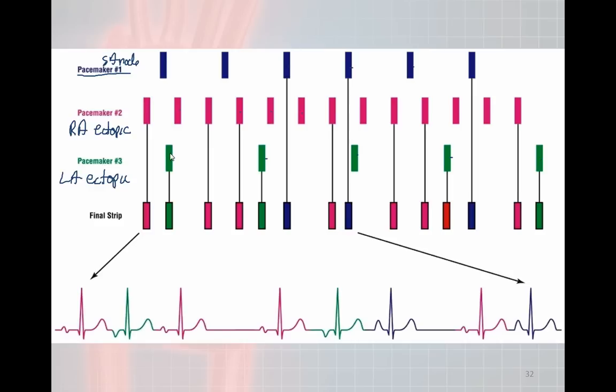So as you can see right here, pacemaker 2 in the right atrium, it's clipping along pretty fast. So the EKG sees this one right here, which is this right here, which is going to be this P wave.